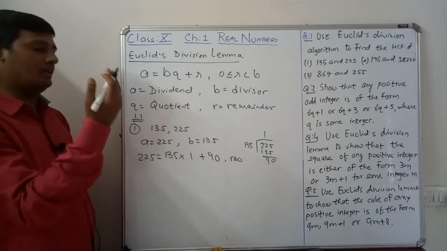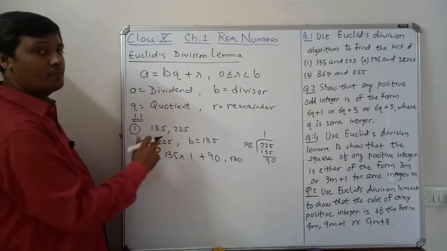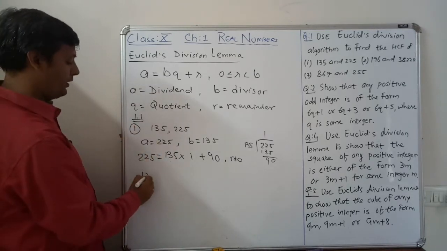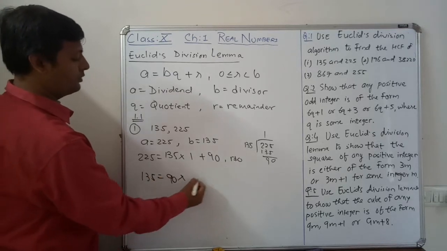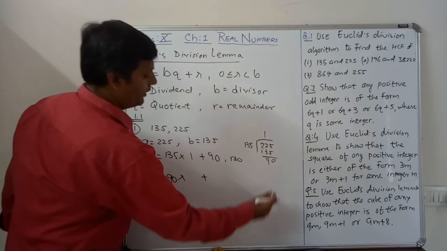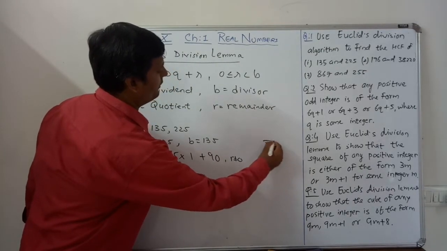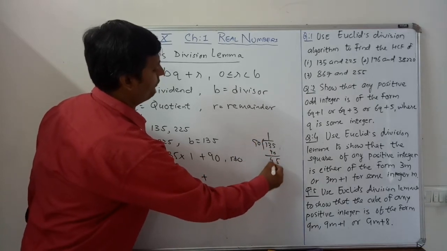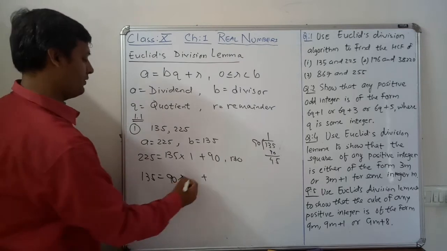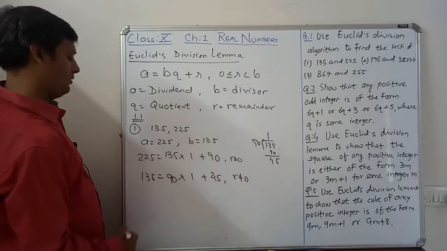So the procedure starts again. Now 135 becomes the dividend, and your remainder becomes the divisor, right? Similarly, 135 divided by 90. So 90 ones are 90, so 5 and 4, and the remainder is 45. Again the remainder is 45, where R does not equal 0.